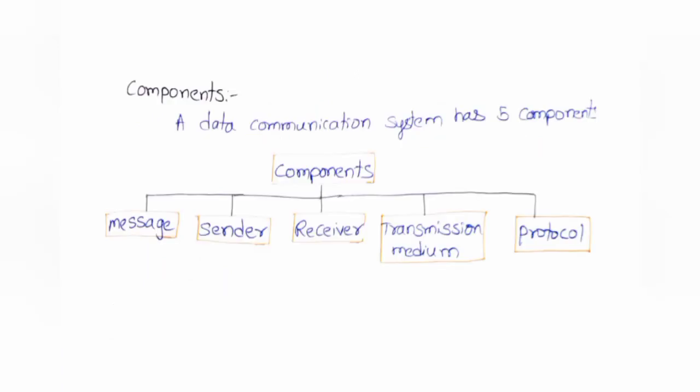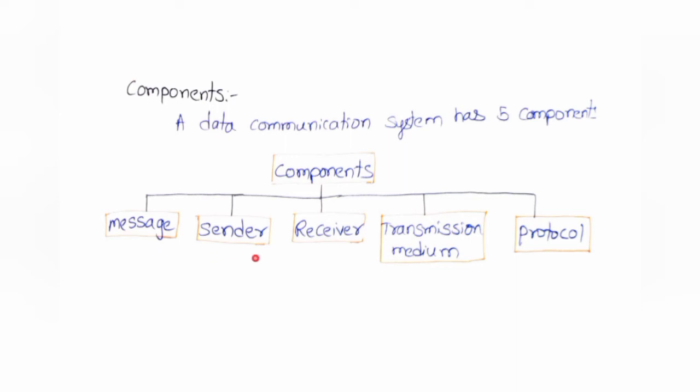So next one is the components of the data communication system. So there are 5 components in a data communication system. These components are message, sender, receiver, transmission medium, and protocol. So the first one is the message. Message is the information or data that two devices want to communicate with each other. There are different types of message formats like text, audio, video, image format, and animation, JPG format. So like that, there are different formats of the messages.